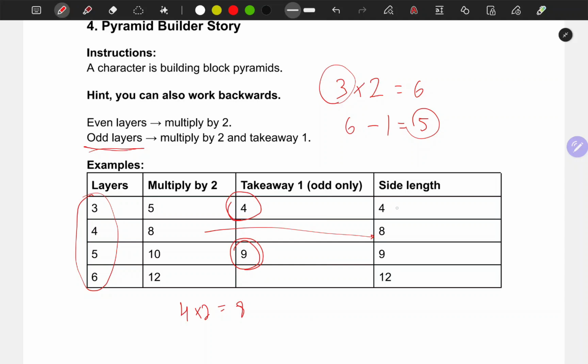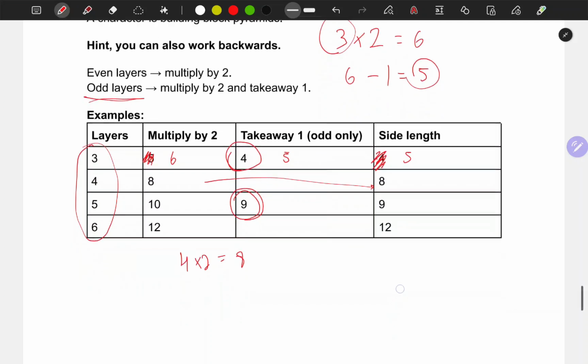And let's actually continue and move on. Oh, actually, is there a mistake here? Odd layers multiplied by 2. And yes, this is a mistake, right? Because 3 multiplied by 2 is actually 6. Take away 1 is going to be 5. And the side length is 5 right here. So let's get rid of that. So these are wrong, guys. Perfect. Okay. I'll send out a corrected version very shortly.